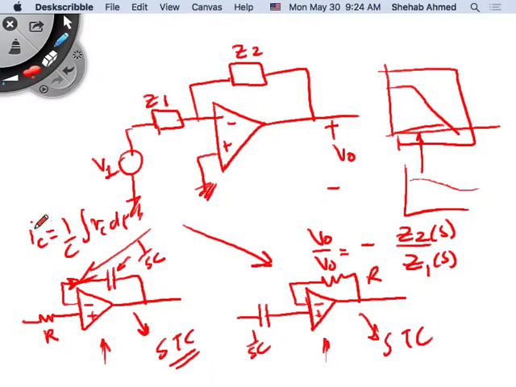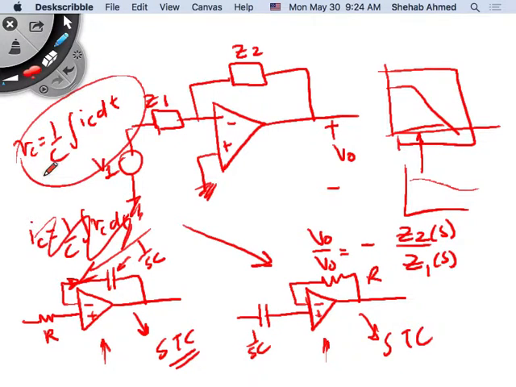IC equals C dVc by dt. So Vc is equal to 1 over C integral of IC dt. So we had to go to the time domain representation of the voltage across the capacitor to be able to calculate the output voltage. So we did that yesterday for both the differentiator and integrator, and we looked at the non-ideal effects or the problems with the integrator.